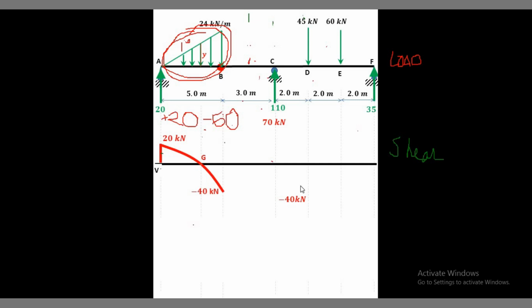Then, from B to C, walang load. Since walang load, diretso lang yung aking diagram. Then, may pataas na 110. So, negative 40 plus 110. That is 70. Then, from C to D, wala ulit load. Diretso lang siya. 70 minus 45.